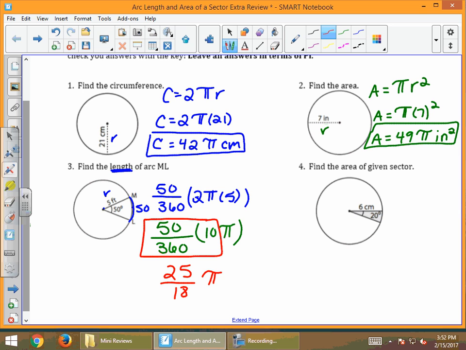Again, tack on pi. Use the proper measurements. There you go. And if you need help how to enter this into your calculator, if you're entering it into your calculator, you're not getting 25 over 18, just raise your hand. One of us will be by to help you with that.